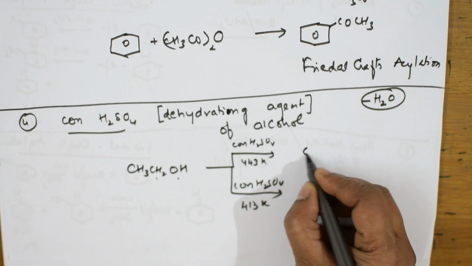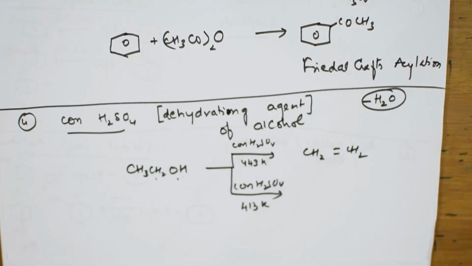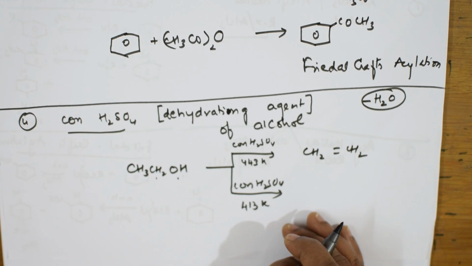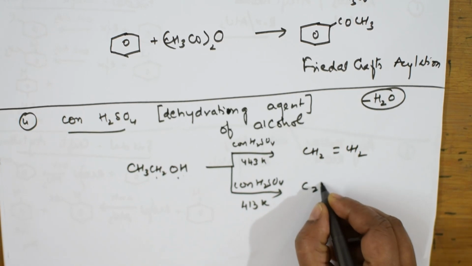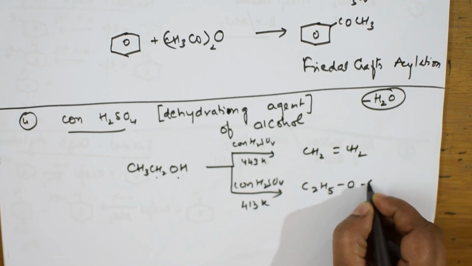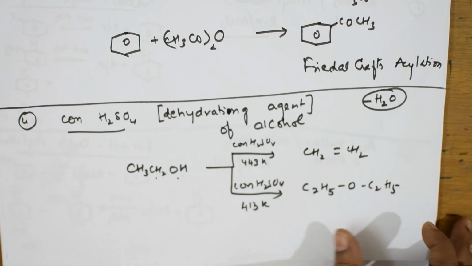So what do you get? At 443 Kelvin you will be getting an alkene. This bond is going to shift here. Done. At 413 Kelvin, if I take 2 moles of this alcohol, we will be getting an ether, a symmetrical ether. So concentrated sulfuric acid is going to dehydrate alcohols, forming alkenes and ethers. Done? Remember. Now let us take one more reagent.